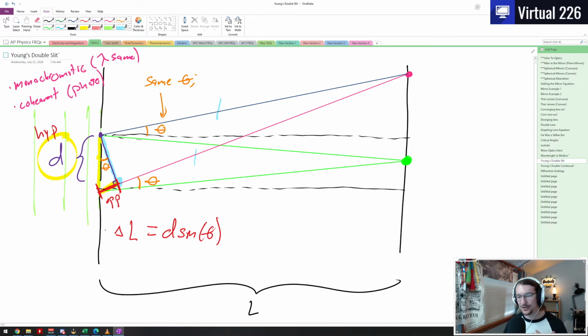Okay? So that delta L, that extra little bit of distance, is just equal to the slit separation D multiplied by the sine of theta. And that right there is a very important idea. This D sine theta is some extra distance that the light has to travel. So let's talk about now why we care about this delta L, this extra distance that the bottom light had to travel versus the top light.